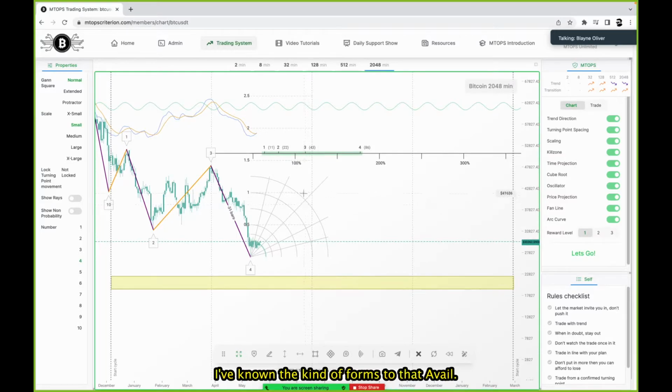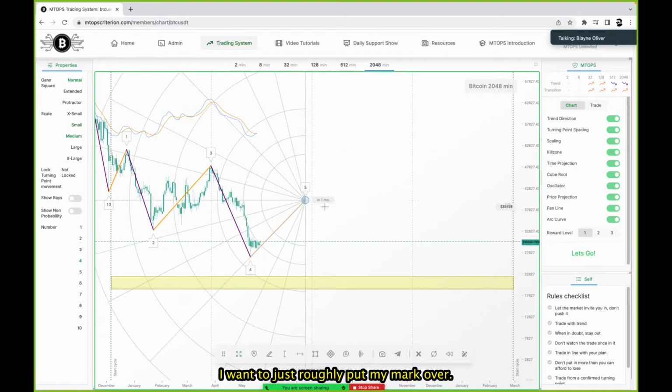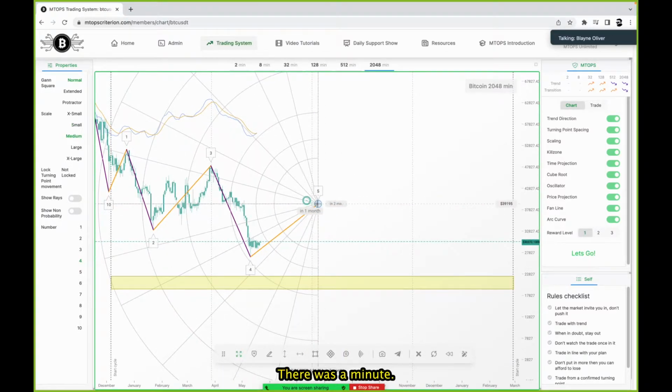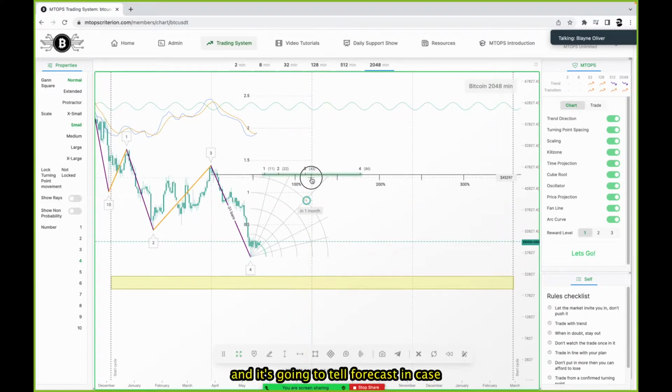Alright, so middle is over there. 5 normally kind of forms to that avail. I want to just roughly put my marker over there. Was it meant to be a turning point? Just for that one reason alone. And let's get into our forecast. Okay, so trend direction we've spoken about. 4 below 2. I'm not sure if you're going to get price going much further than this.